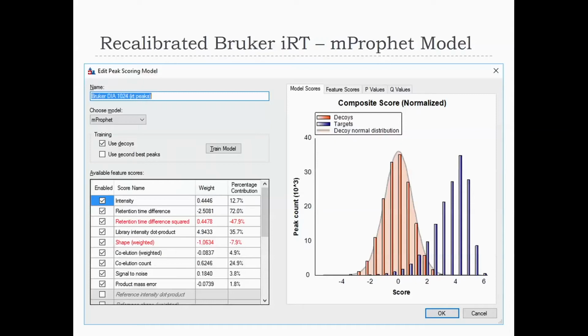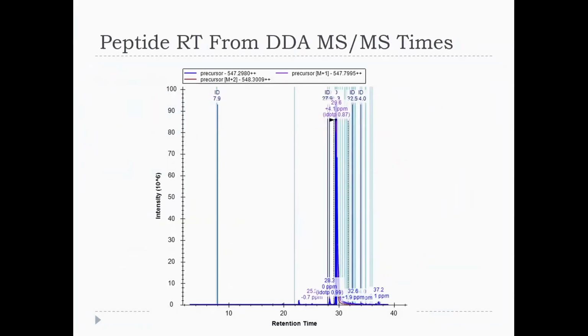So I'm kind of thinking we're going to remove this, although it really doesn't seem to hurt things that much. But we're getting to the point where we don't think retention time squared is necessarily a great idea.